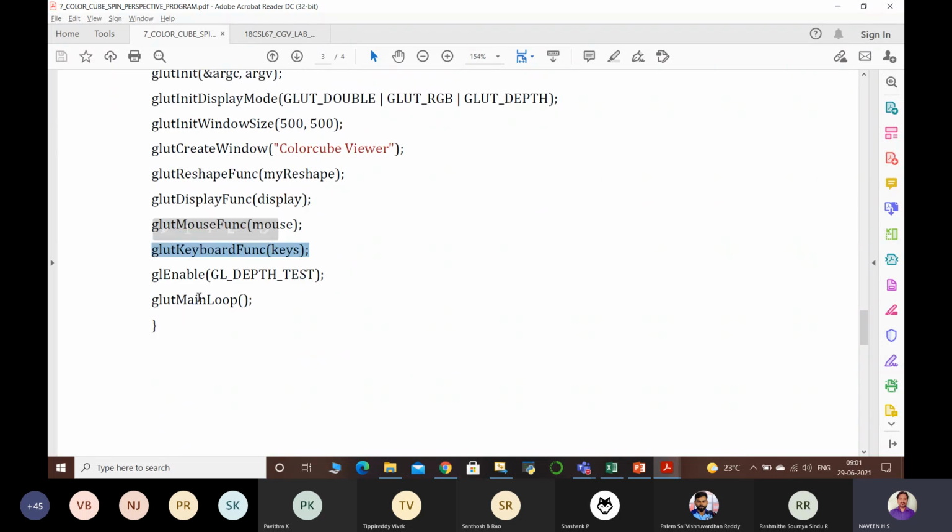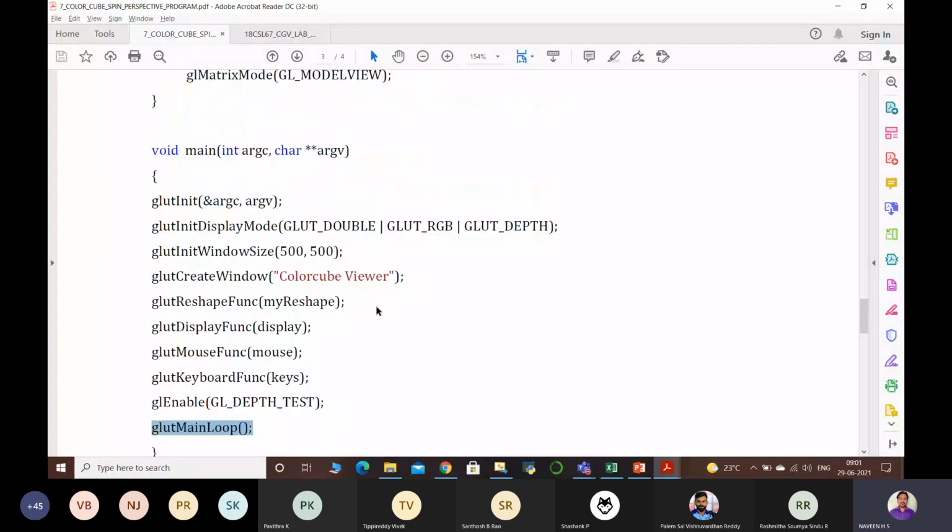Next, the last two are as usual. The GL enable is going to enable the depth information, in order to show the invisible faces of the cube. And again the main loop: all the functions will be carried out with the help of your main loop function. Then that will be the end of the program.